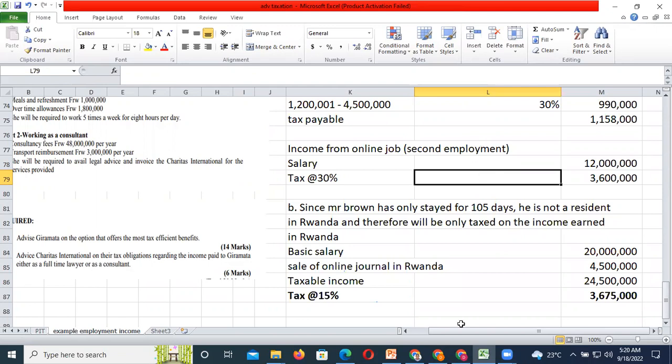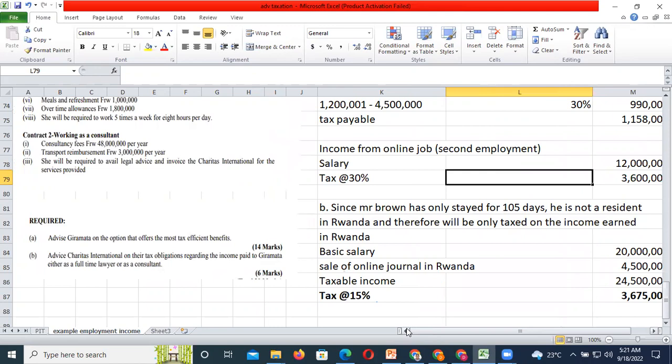The other income, where he is teaching online, is not earned in Rwanda. So we cannot tax it in Rwanda. But the journal is sold in Rwanda, therefore that journal will be taxed in Rwanda because he's selling it in Rwanda. But teaching online is not earning the income in Rwanda since he's not a resident in Rwanda.